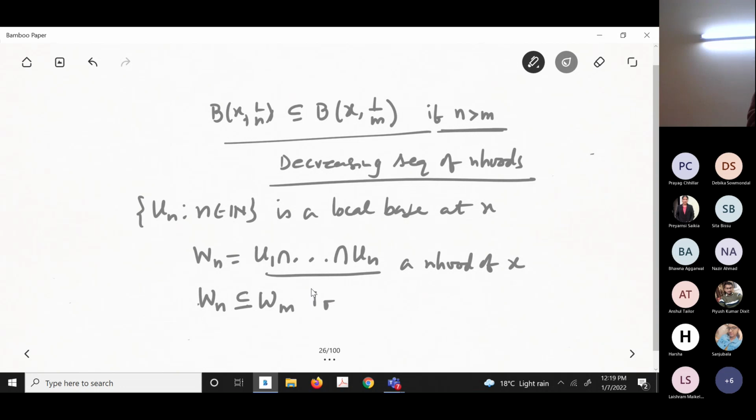That means W_n contains W_m if n is greater than m. You will need some decreasing sequence in your proof, but I can always assume that your local base is decreasing. If it is not decreasing, you can do this thing. Willard writes this in the proof, taking this if necessary. In metric space it comes automatically from the way we choose, but here, if you don't have it, you do this. So this is one result.